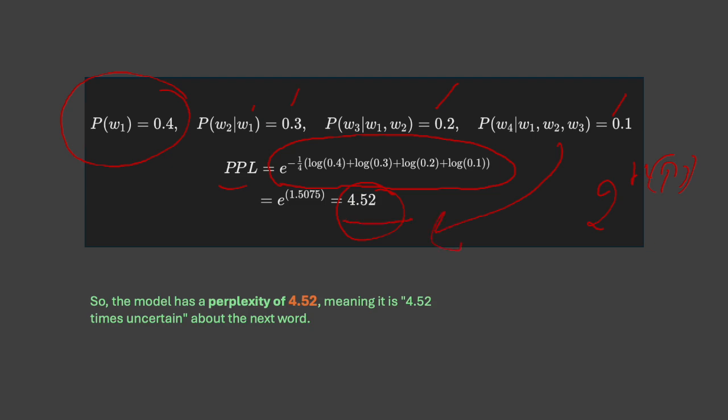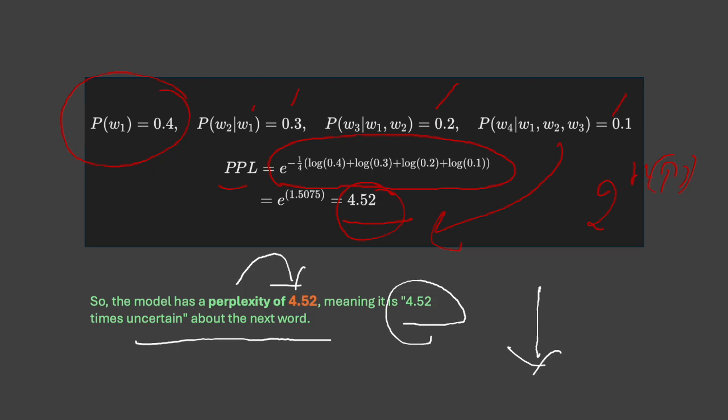This 4.52 means the model has a perplexity score of 4.52, meaning it is 4.52 times uncertain about the next word. It's very important. That's why we say the lower the perplexity score, the better the model. So the less uncertainty in the model, the better the behavior of the model.